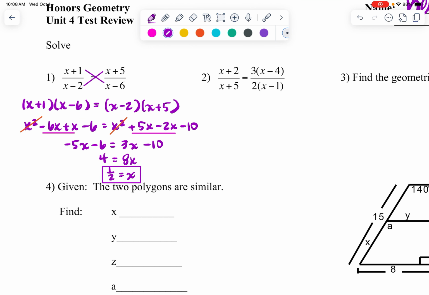And there you go. You can always plug your answers back in and double check your cross products and make sure they are in fact equal, right? So everything is checkable there.